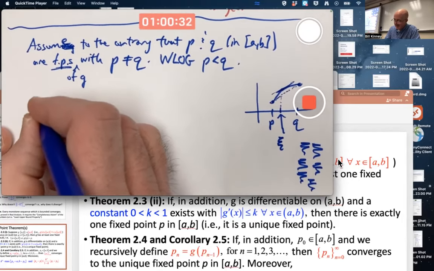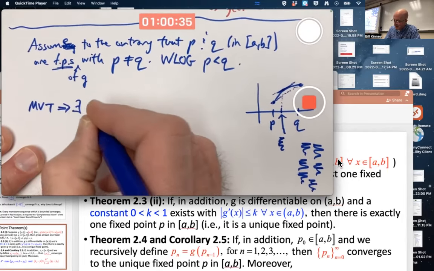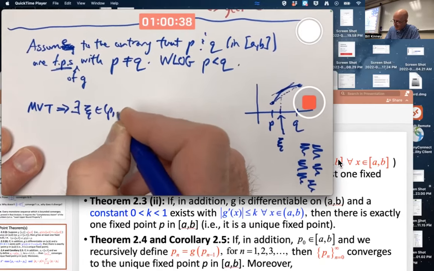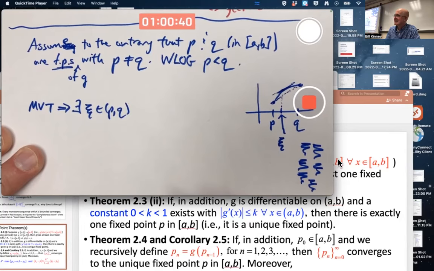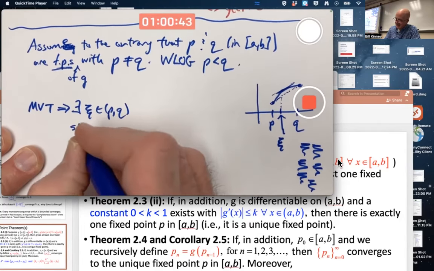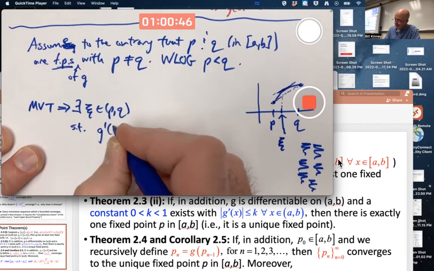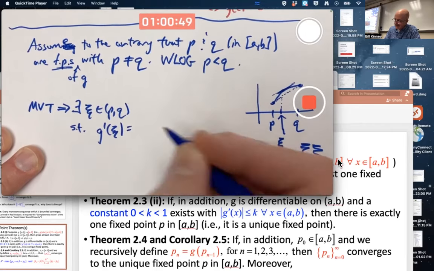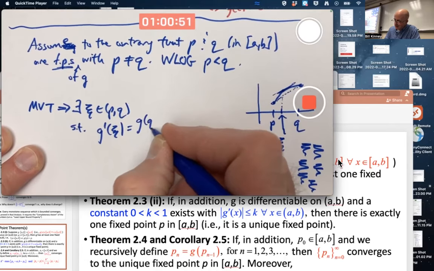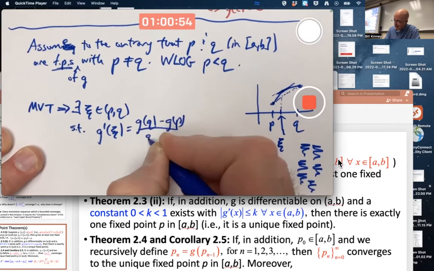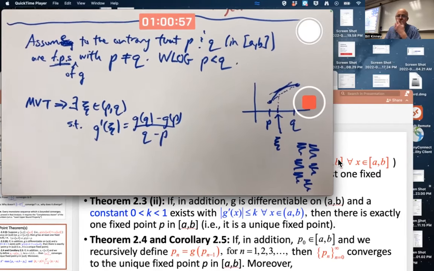The mean value theorem implies there exists a Xi between P and Q such that G prime of Xi equals G of Q minus G of P over Q minus P. Now, the book finishes the argument from this point a little differently than I'm going to do here. My way is quicker, you might say better.